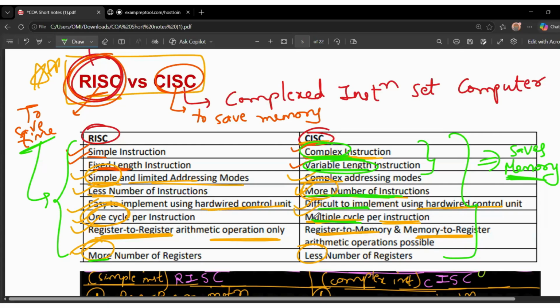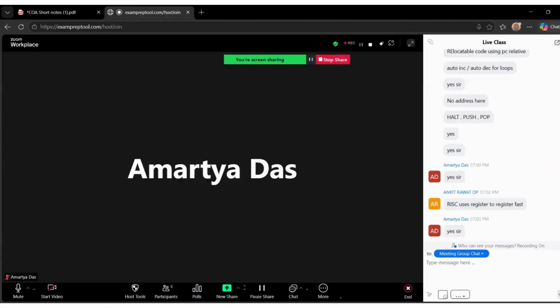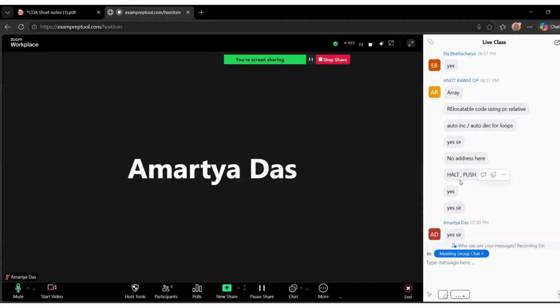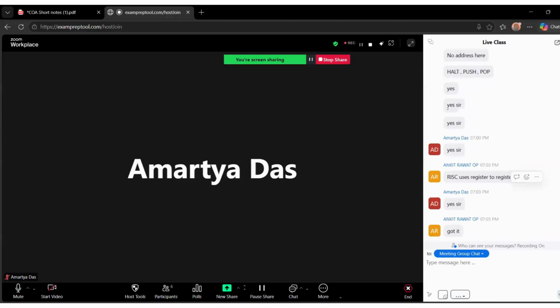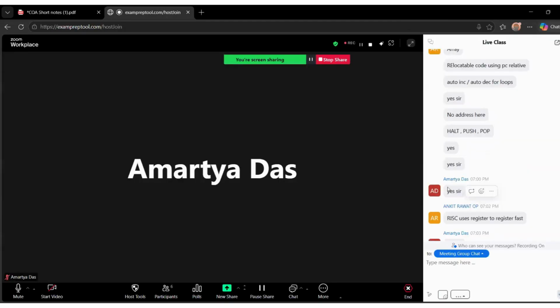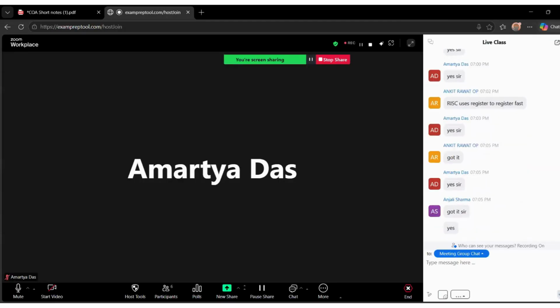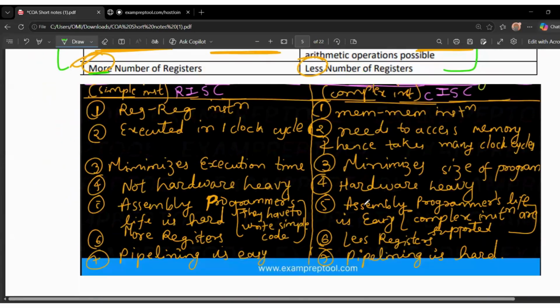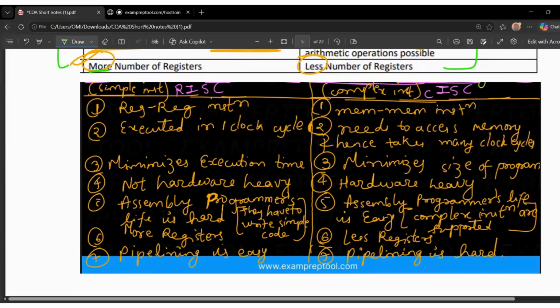Yes or no? How many of you got this RISC and CISC? Are you able to recall? Yes. So now I think this is the same thing. This picture I have taken from my IIC.